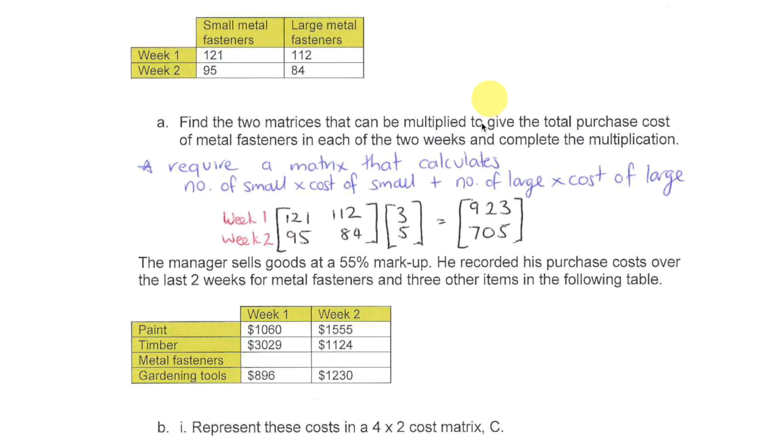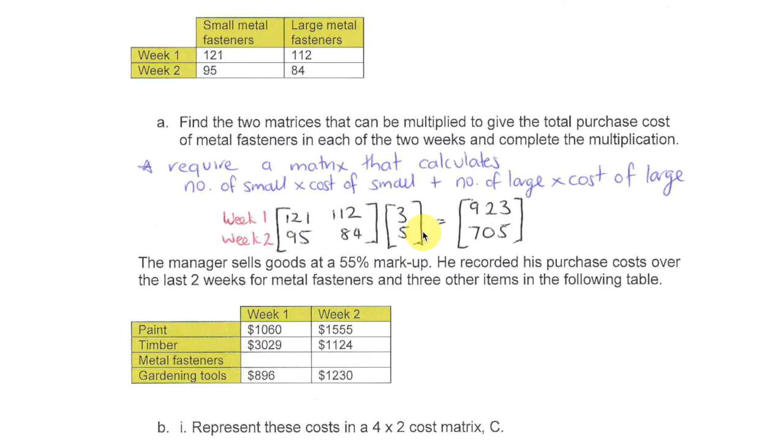A. Find 2 matrices that can be multiplied to give the total purchase cost of metal fasteners in each of the 2 weeks and complete the multiplication. So here we've got the purchasing matrix, and that is a 2 by 2 matrix, 2 rows by 2 columns. We then have the cost of each of the fasteners, and this is a 2 by 1 matrix.